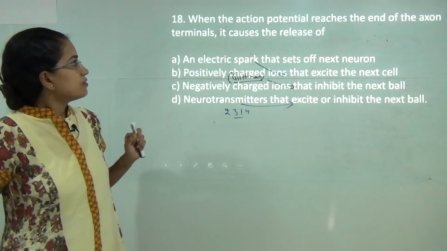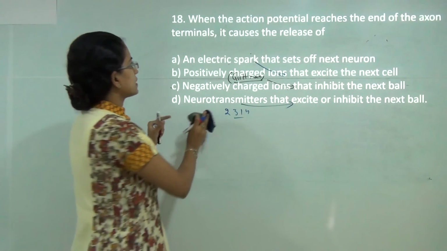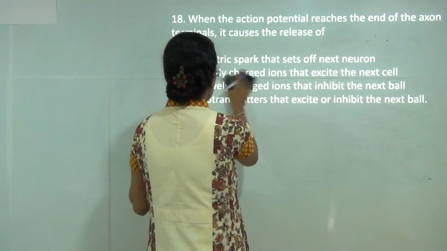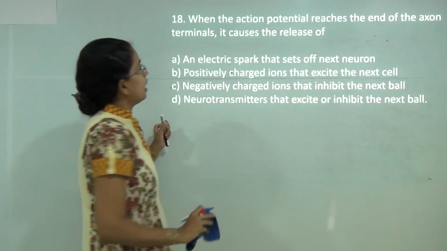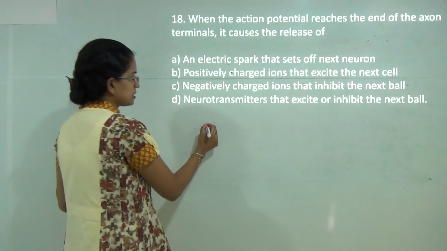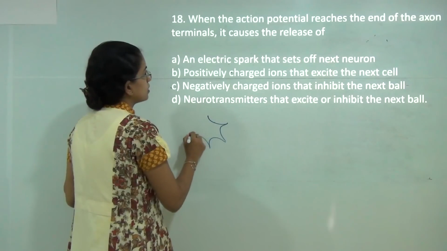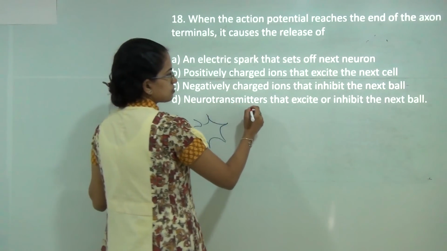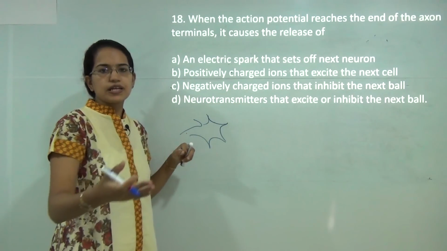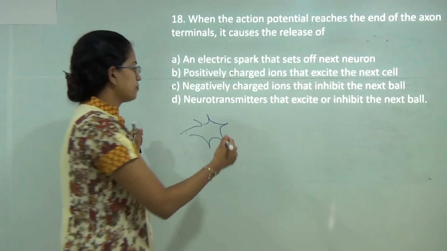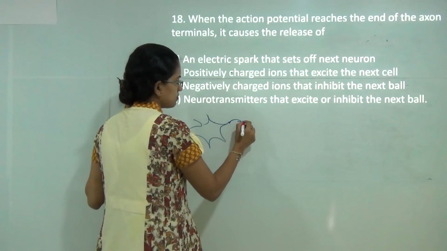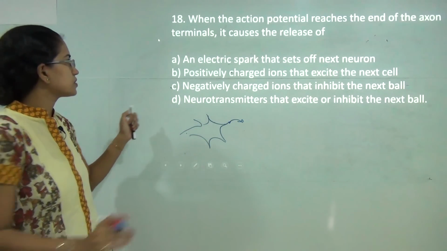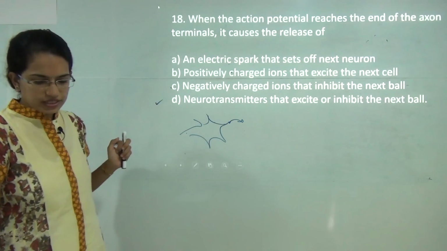Next question. When the action potential reaches the end of the axon terminal, when we talked about neurotransmitters, we understood this clearly: when the action potential reaches the terminal of the axon, the neurotransmitter either excites or inhibits the next neuron in line. So that neurotransmitter would excite or inhibit the next neuron in sequence. So D would be the correct answer here. Next question.